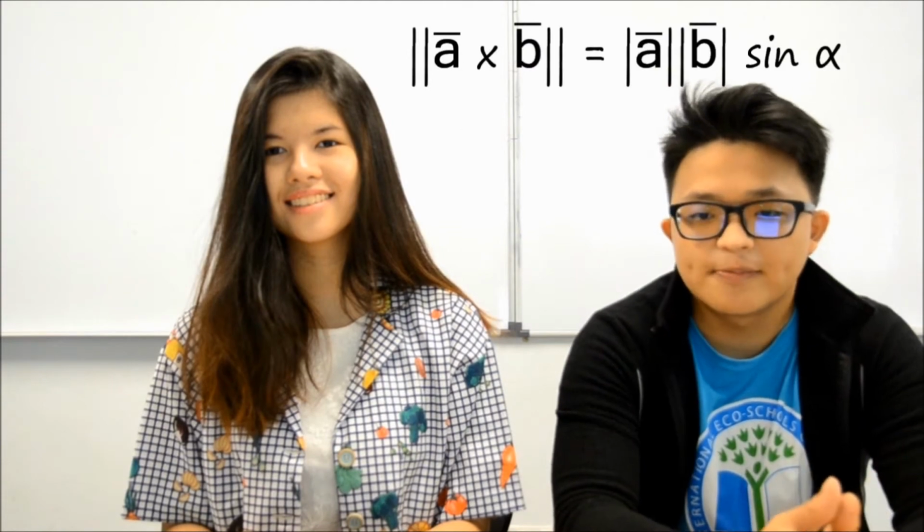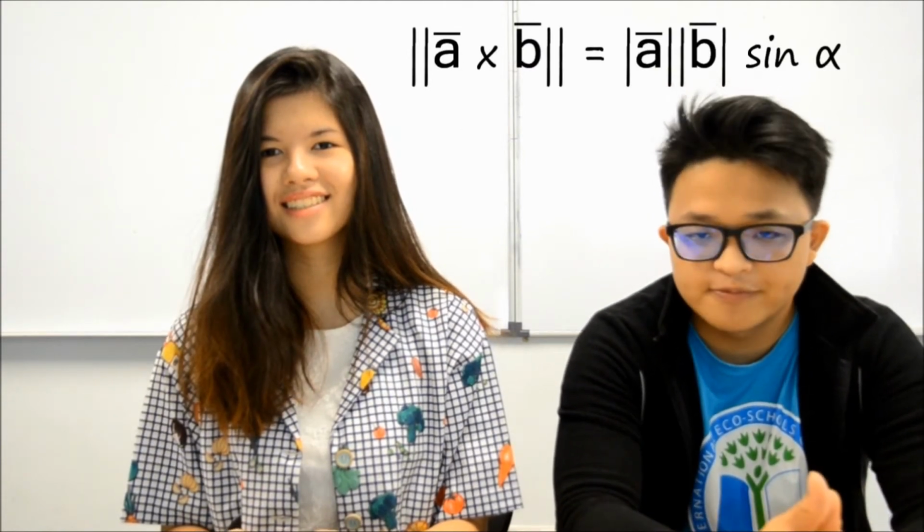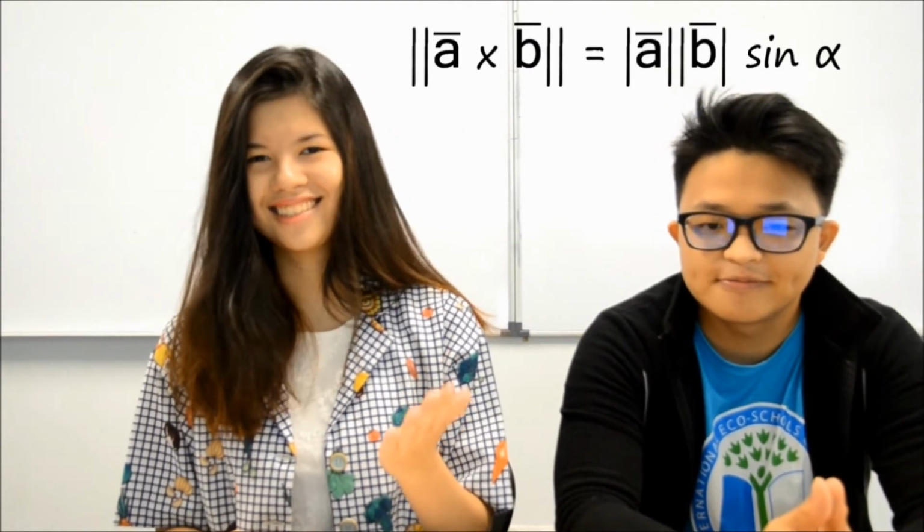Exactly. So here is the application of the formula that we showed earlier. The magnitude of A multiplied by the magnitude of B times sine alpha, and this is how you use it.